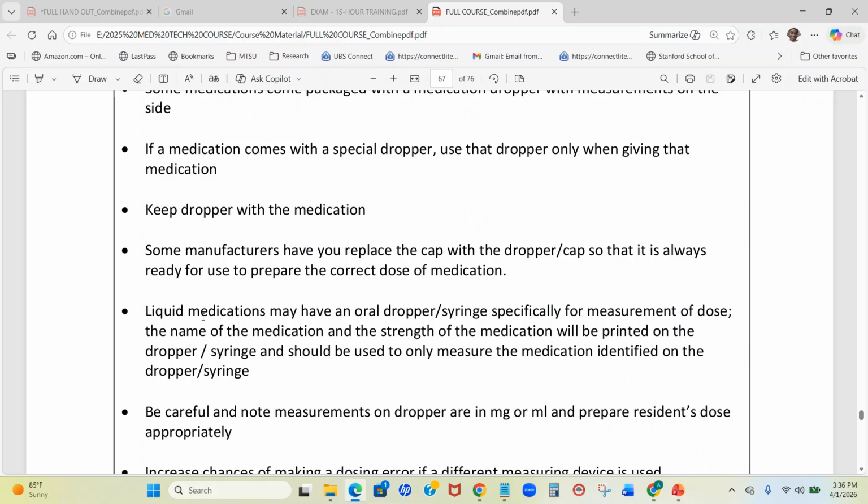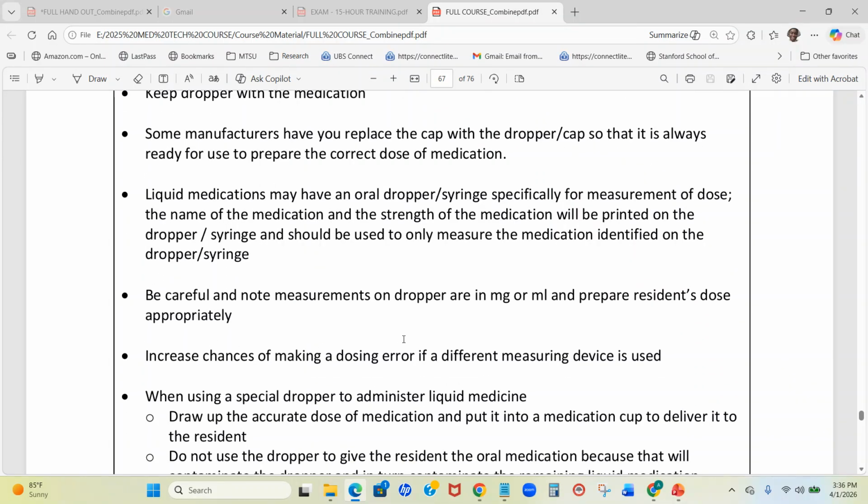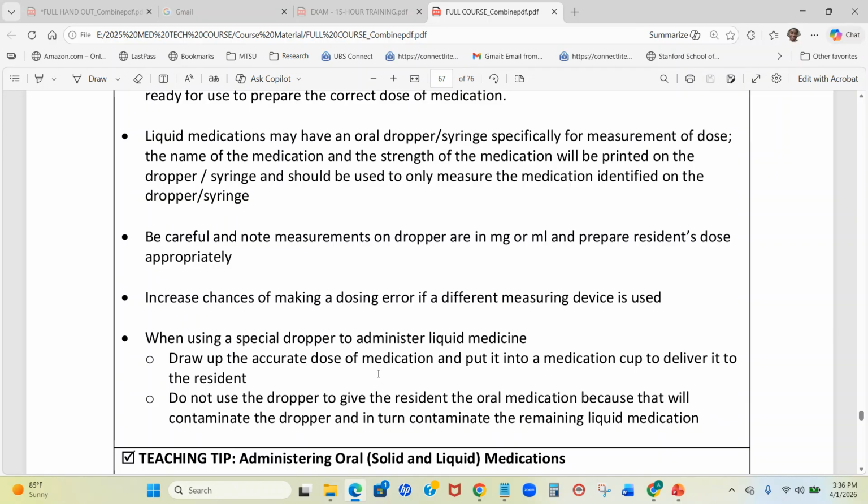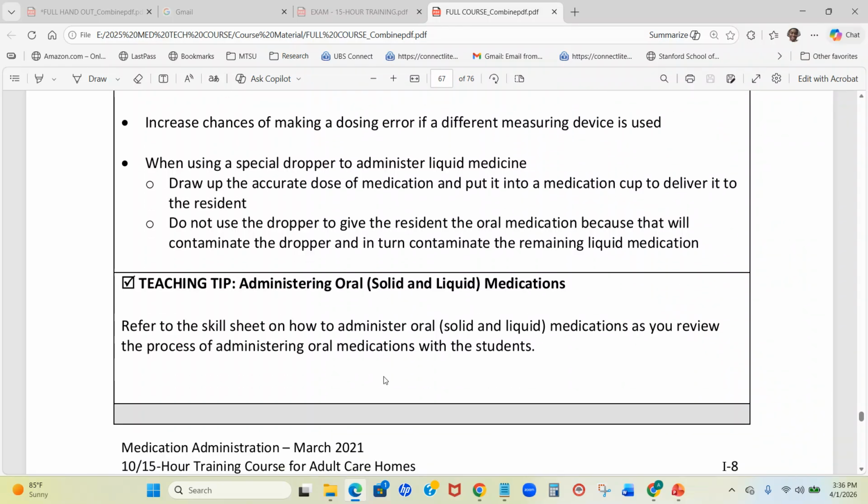Don't do that. Liquid medication may have an oral dropper or syringe specifically for measuring the dose. The name of the medication and the strength will be printed on the dropper, and it should be used only to measure that medication that is identified for that dropper. Be careful and note that measurements on the dropper are in milligrams or ml, and prepare the resident's dose appropriately. The chance of making a dosing error is increased if a different measuring device is used, which is very, very common. So always remember that part.